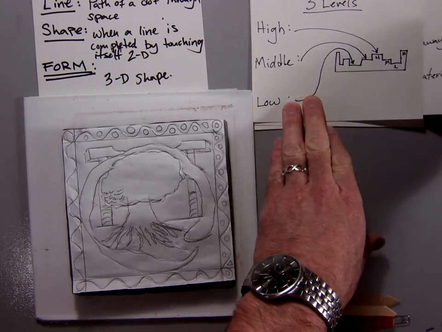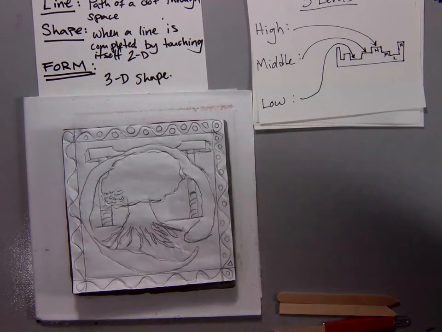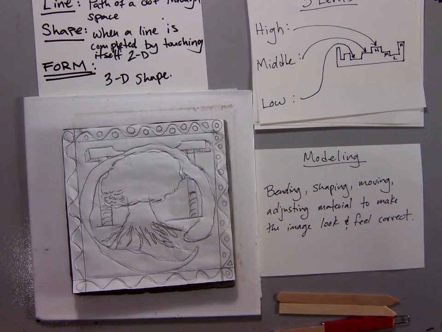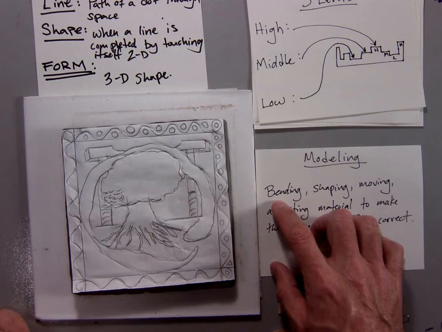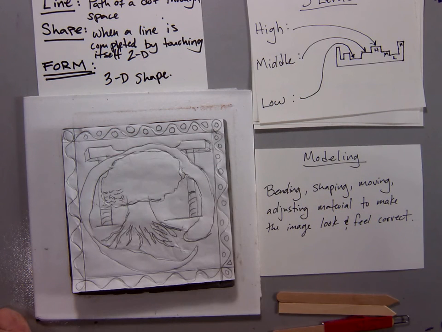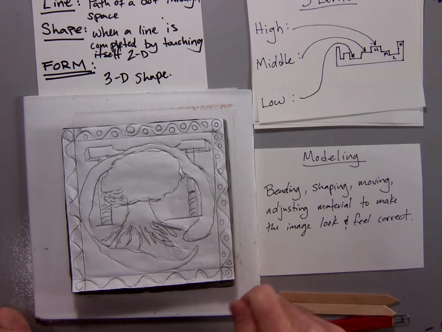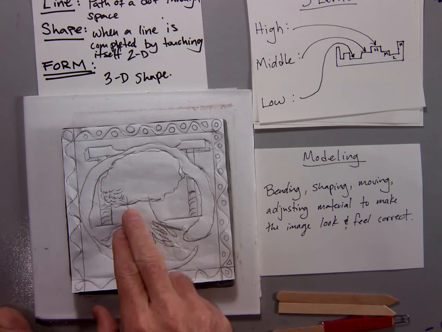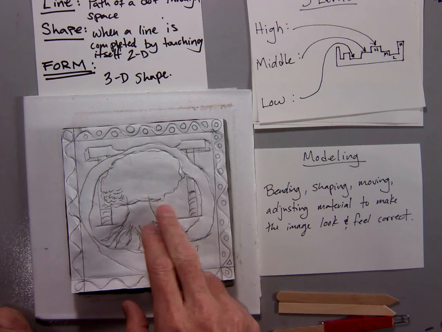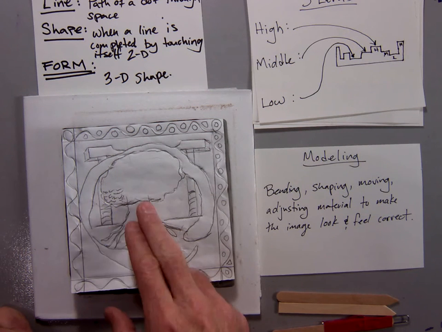And our last concept or idea that I'd like to hit on before we start is modeling. Modeling is whenever you're sculpting the clay or some other thing. You're blending or bending the areas together, you're shaping them, moving the clay, adjusting the material to make the image look correct. So like let's say this trunk area, when I get done carving away the background, it's going to be very blocky and square.